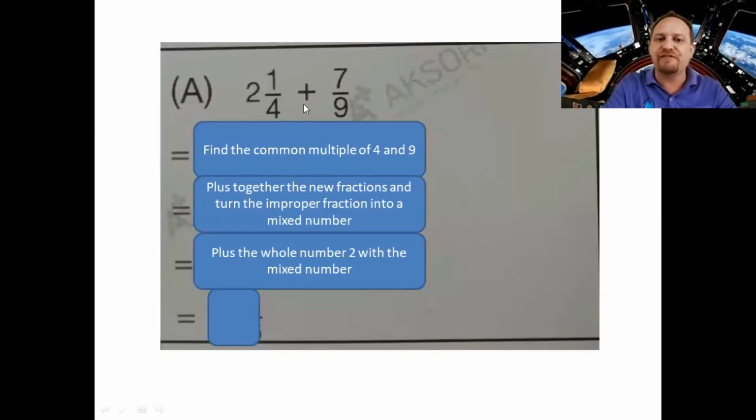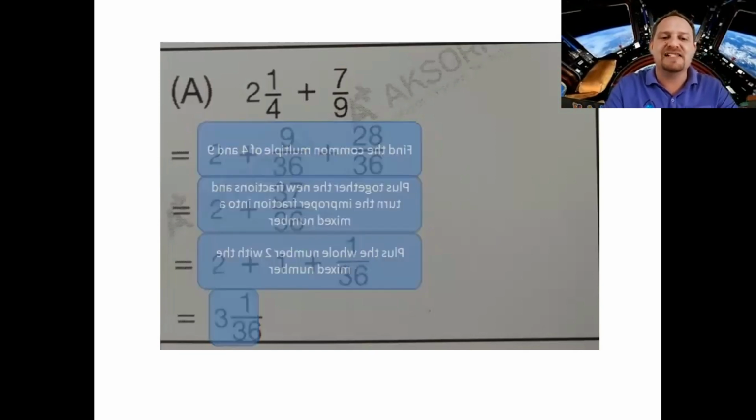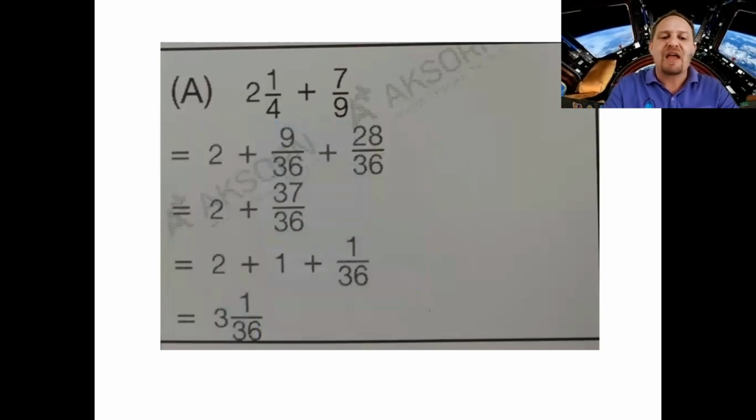Let's go on to A, the letter A. You had 2 and 1 over 4 plus 7 over 9. First step, find the common multiple of 4 and 9. I think that would be 36. Plus together the new fractions and then turn into a mixed number. Okay, let's see how we did it. All right, good. The answer was 3 and 1 over 36.